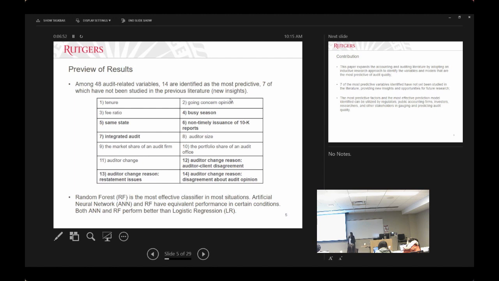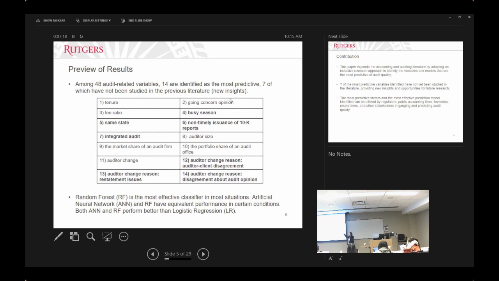Same state means whether the client and the auditor are in the same state. And the number 6 means whether they have issued 10K late, so this is called non-timely issuance. And then the integrated audit is whether this engagement is an integrated audit, meaning whether it also has internal control over financial reporting included in the audit.